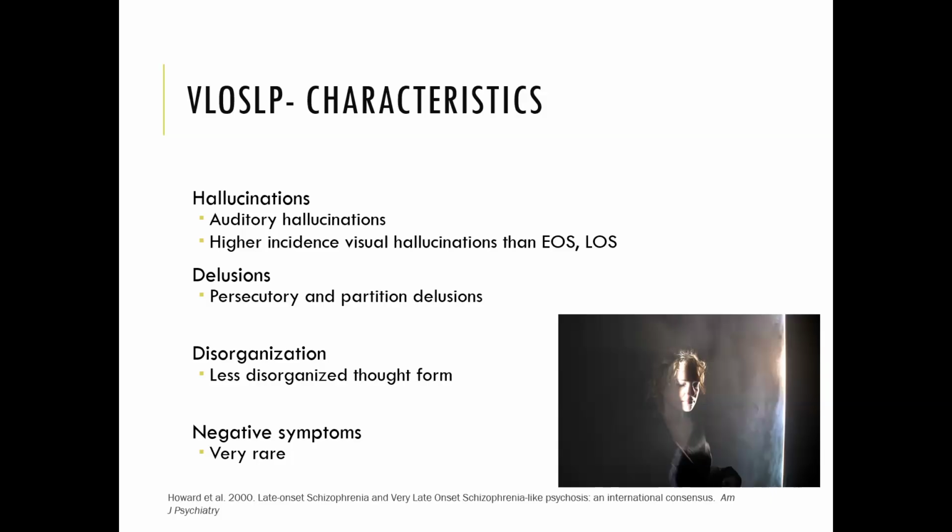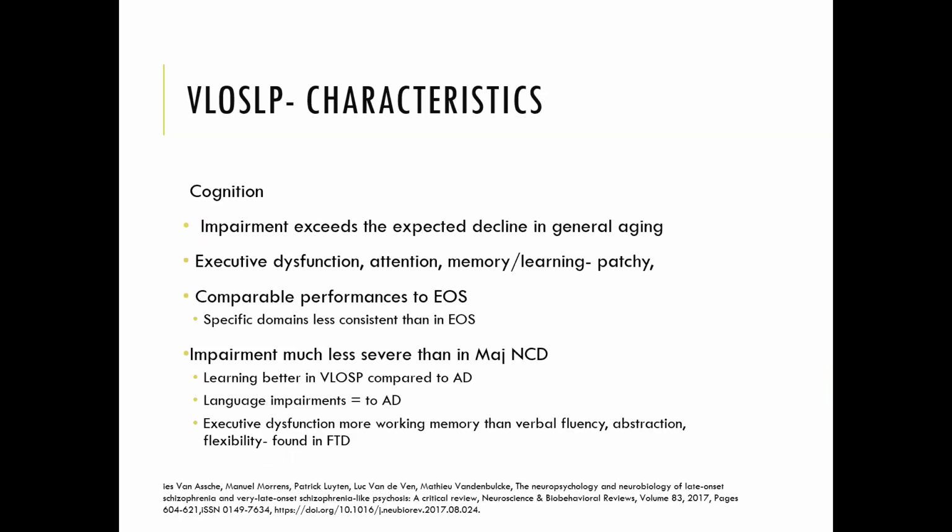coming into their house. If you compare it, there's less disorganized thought form compared to younger presentations of schizophrenia. And the negative symptoms like anhedonia and decreased affect are much more rare in the very late onset folks. There are some cognitive differences as well. So this helps with the differential: is it dementia with psychotic symptoms, versus is it psychosis with some mild cognitive symptoms?